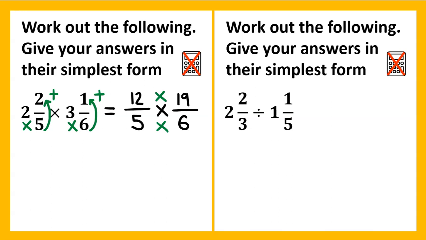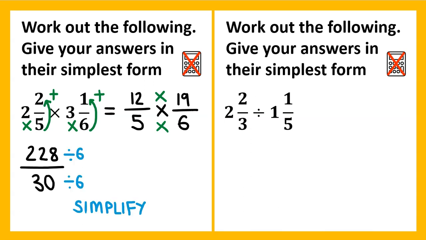We can multiply the numerators. 12 times 19 is 228, and the denominators 5 times 6 is 30. We can simplify this fraction. Both numbers have a highest common factor of 6. 228 divided by 6 is 38, and 30 divided by 6 is 5. It is more simplified to write your answer as a mixed number rather than an improper fraction. 5's go into 38 7 times, leaving you with a remainder of 3. So the overall answer is 7 and 3 over 5.